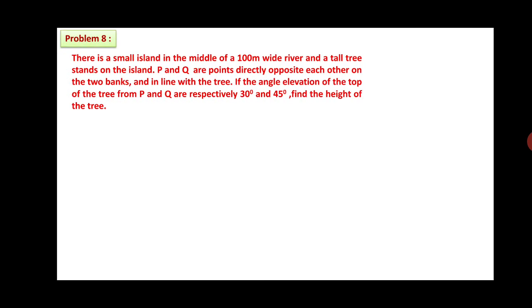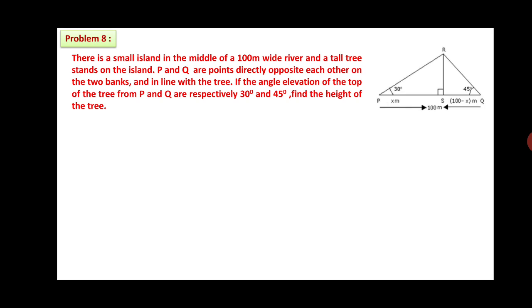I'll consider this last problem. There is a small island in the middle of a 100 meter wide river and a tall tree stands on the island. P and Q are points directly opposite each other on the two banks and in line with the tree. If the angles of elevation of the top of the tree from P and Q are respectively 30 and 45 degree, then you have to find the height of the tree.